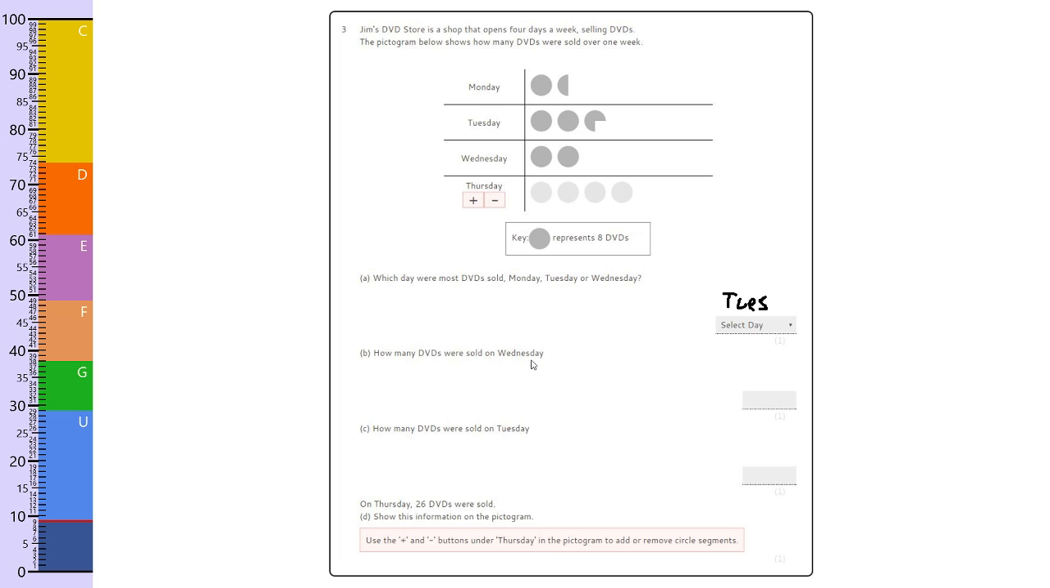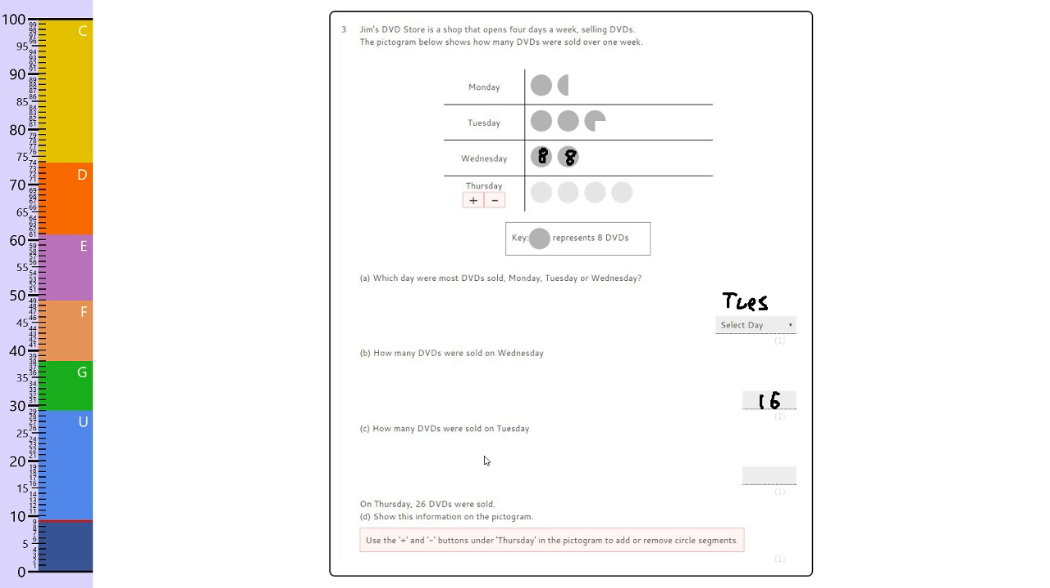Okay, how many DVDs were sold on Wednesday? Now it's tempting to say 2, but looking at the key, each of these represents 8. So it's 8 there and 8 there. Then I can use my calculator to do 8 plus 8, or hopefully most of you know that the answer is 16. You do have a calculator. I know 8 plus 8 seems quite simple, but please use it. I've seen so many people in mock papers and actual exam papers make a silly mistake, 8 plus 8 equals 14 or whatever, with a calculator in front of them, so check your answers.